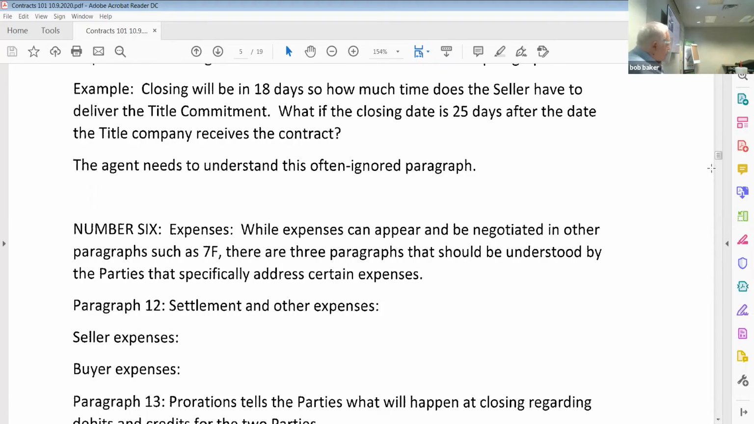Now, paragraph 14 is an interesting thing. You could have an expense.